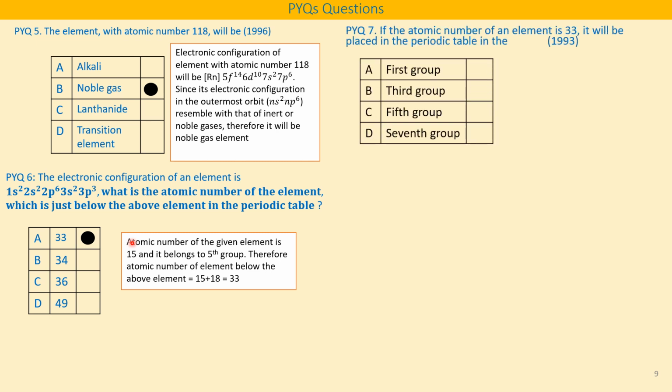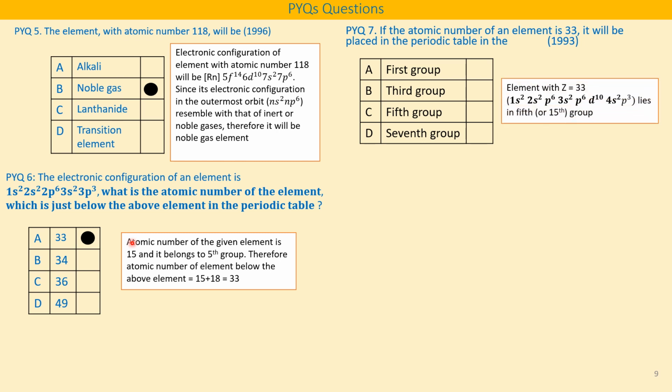Next question. If the atomic number of an element is 33, it will be placed in the periodic table in the... Four options are given. Option A, first group; option B, third group; option C, fifth group; and option D, seventh group. Please pause the video and mark your answer.